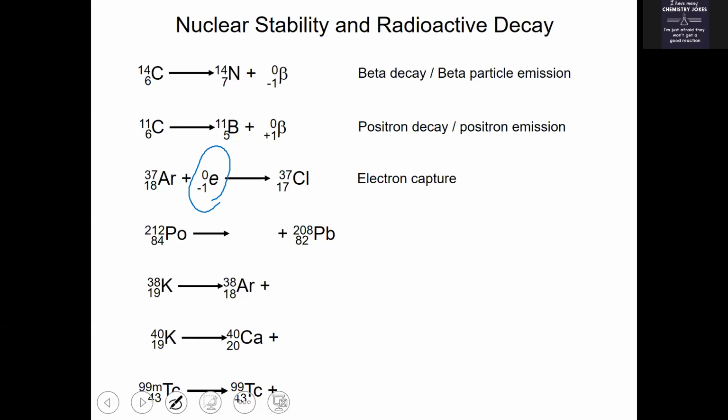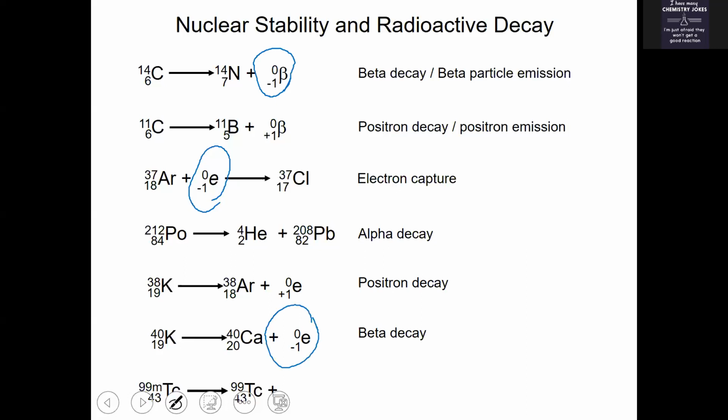Why do we do it that way? I don't know. Next, we've actually already seen that one. It can be written as a helium atom or an alpha particle. That's alpha decay. Next, that's another positron decay. Next, beta decay. But look, I wrote different symbols for this beta decay and this positron decay. That's okay. A beta and an e is the same thing.